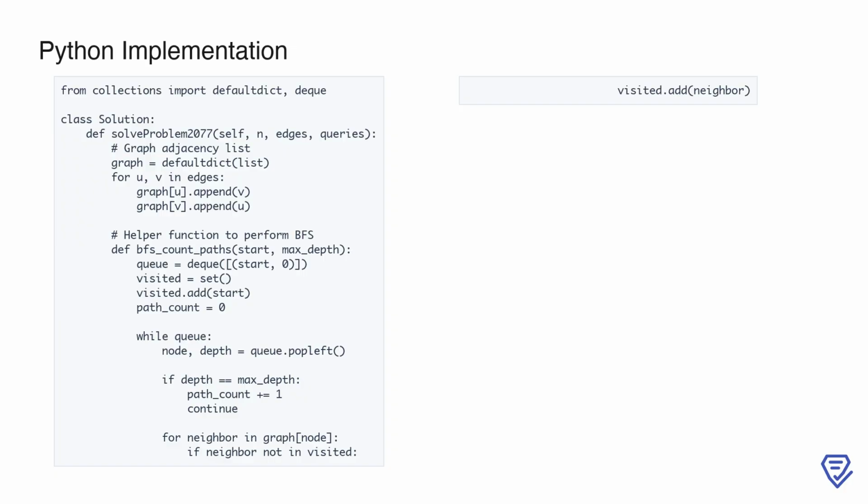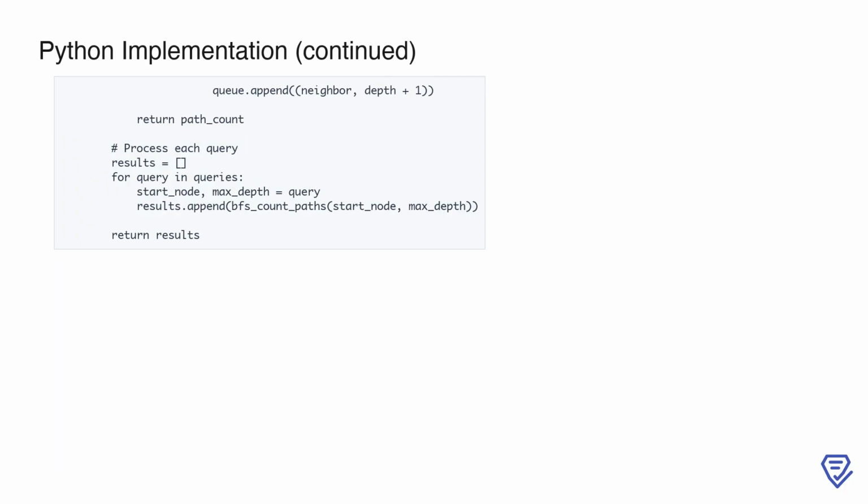If a neighbor hasn't been visited yet, we mark it as visited and add it to the queue with an incremented depth. The helper function continues by enqueuing each valid neighbor along with its updated depth, ensuring that the BFS explores all paths while respecting the depth limit. After processing all nodes in the queue, the function returns the total path count. This count represents the number of valid paths originating from the start node within the given depth.